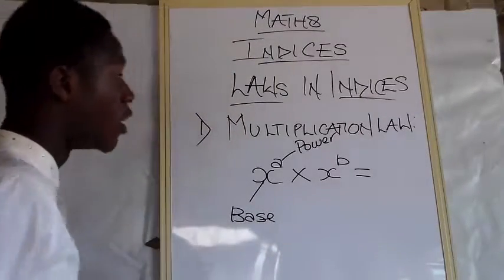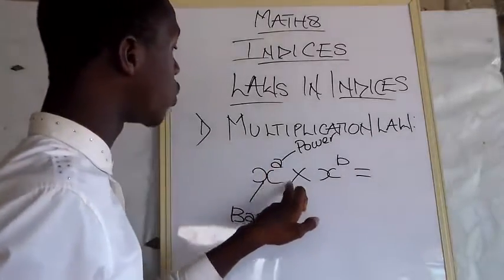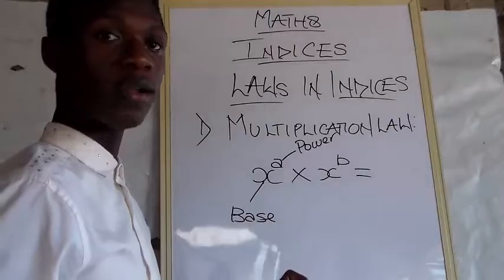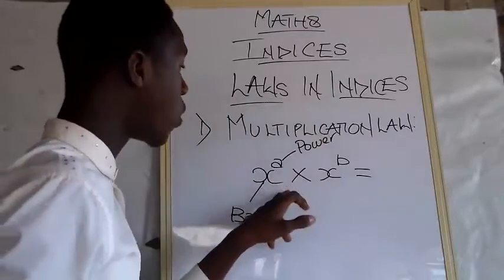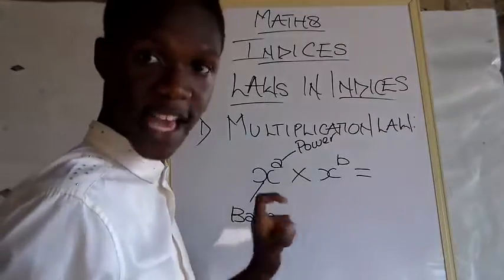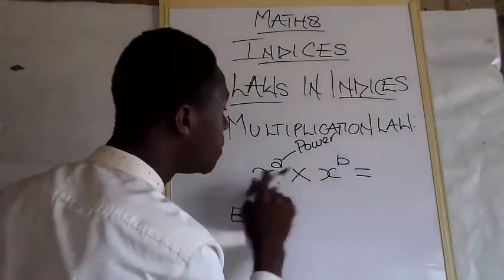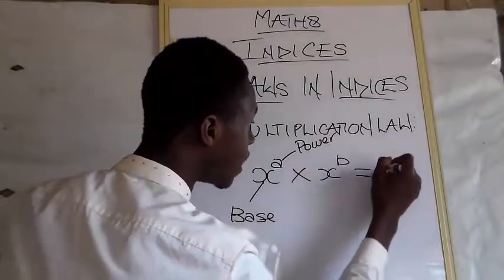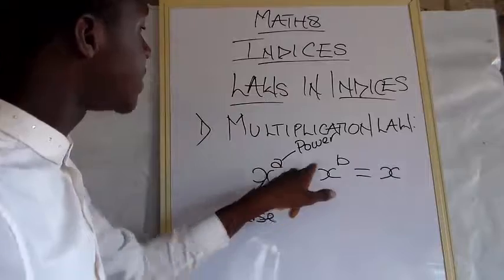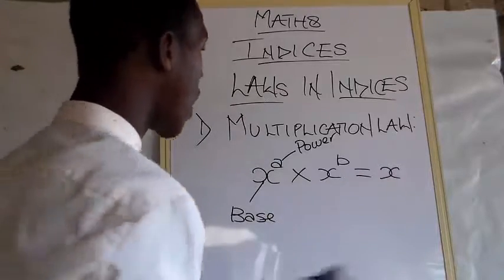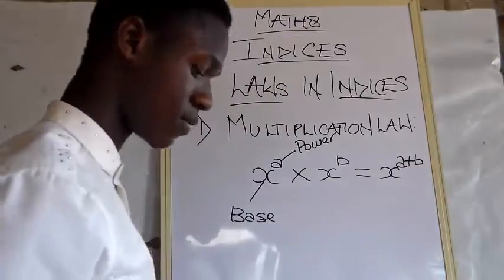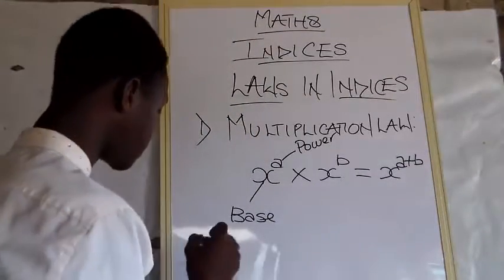Now, in the multiplication law, whenever you are asked to multiply numbers that have a power, since the base are the same, you pick one of the base. That will be, now we have x as the base, you pick one of it, x, and add the power. Adding the power, you have something like this, a plus b. Now let's give you an example.